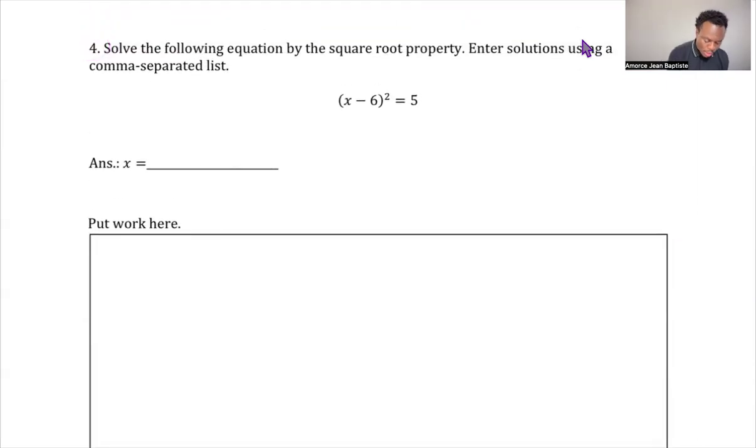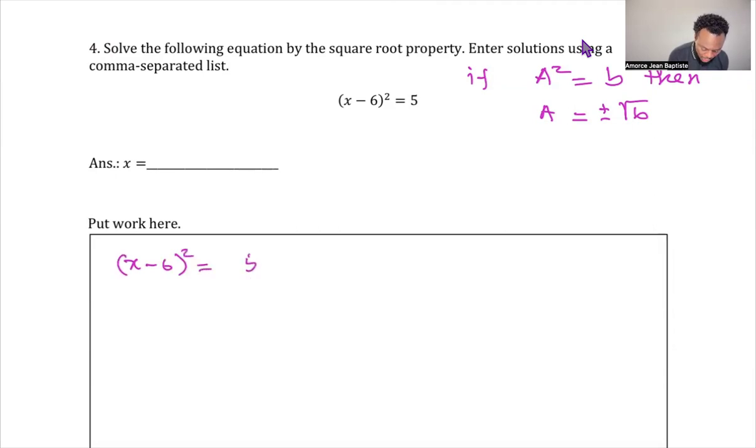Example number 4 is more complicated because the squared expression is a multiple-term expression, but it's the same thing. You should remember that if a squared equals b, then a equals plus or minus the square root of b. In this case, a is x minus 6, that was squared. So let me write it down: x minus 6 squared equals 5.